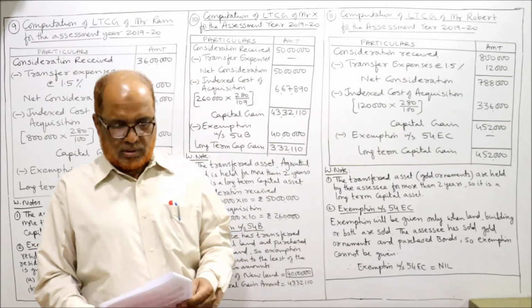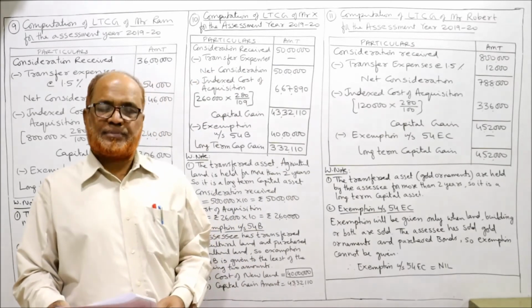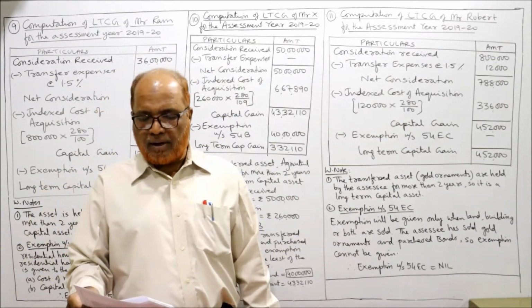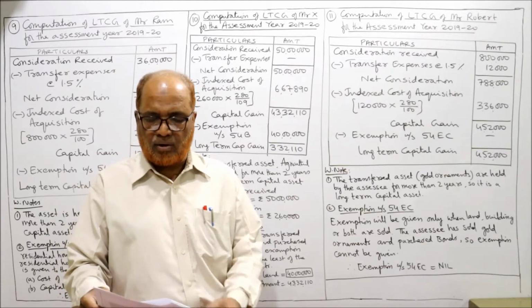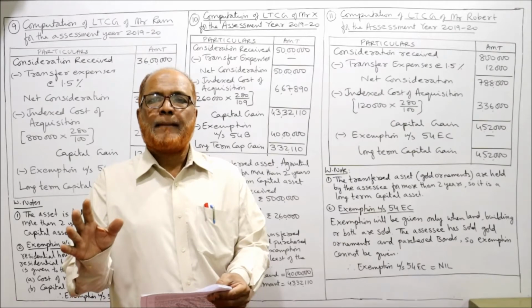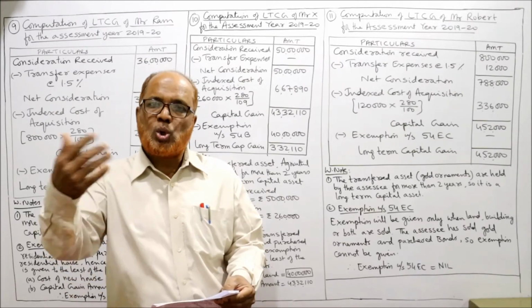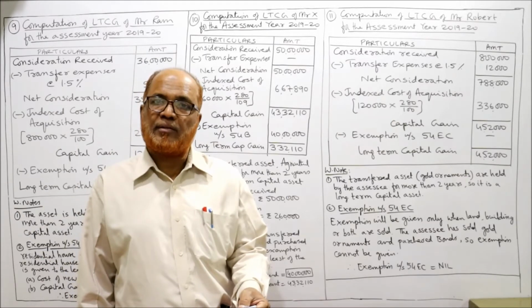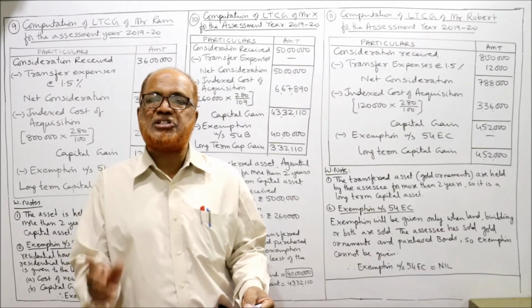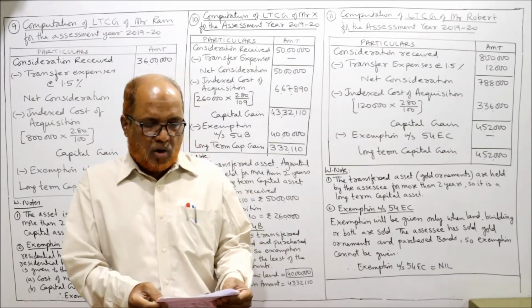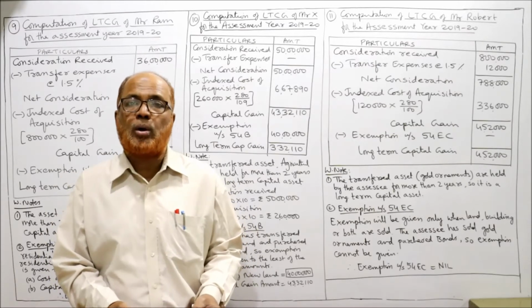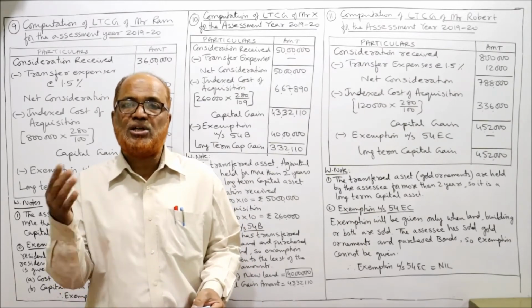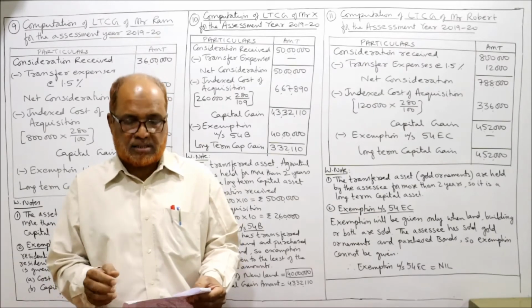Now I am going to read out the 11th problem. See carefully. Mr. Robert sold his gold ornaments for rupees 8 lakh during the previous year. So Mr. Robert sold the gold ornaments and received 8 lakh rupees. This is the consideration received. The cost of which was 1,20,000 16 years ago. He has purchased 16 years ago. It's a long-term capital asset.